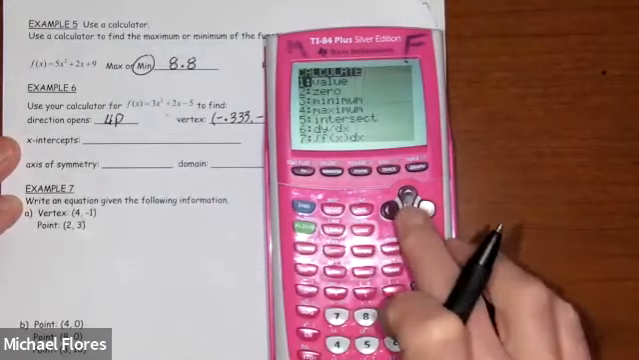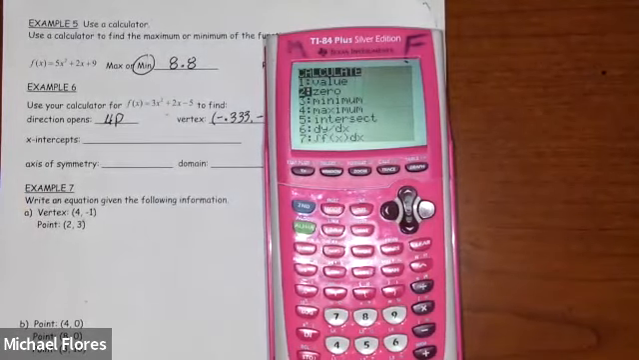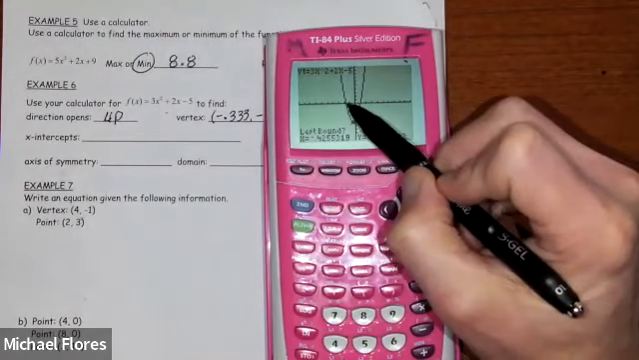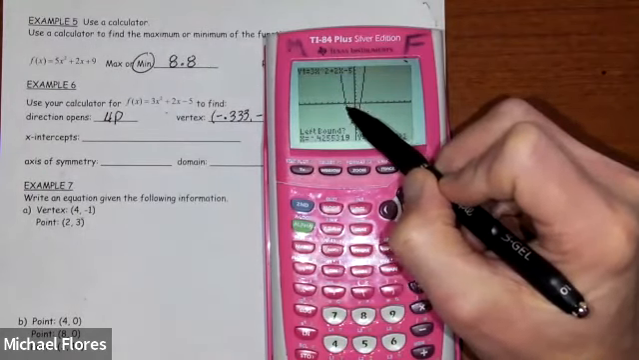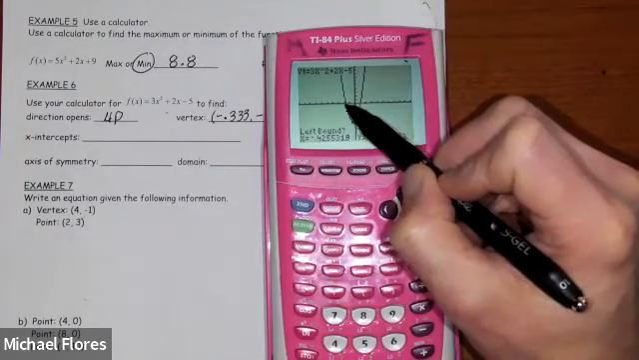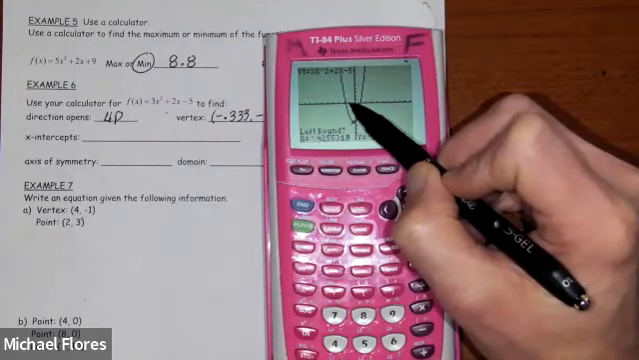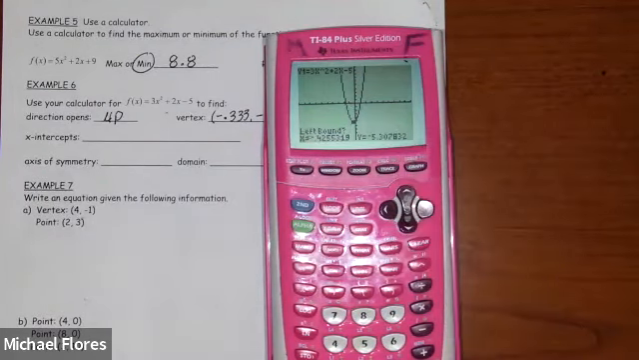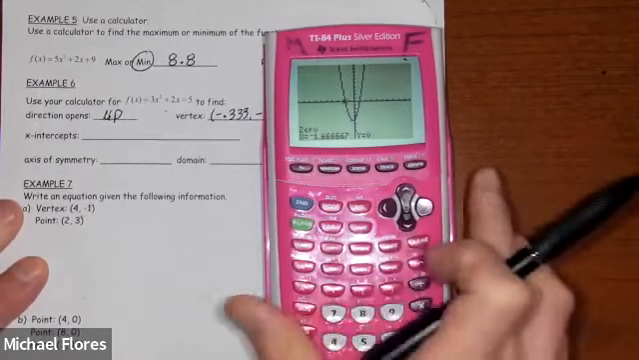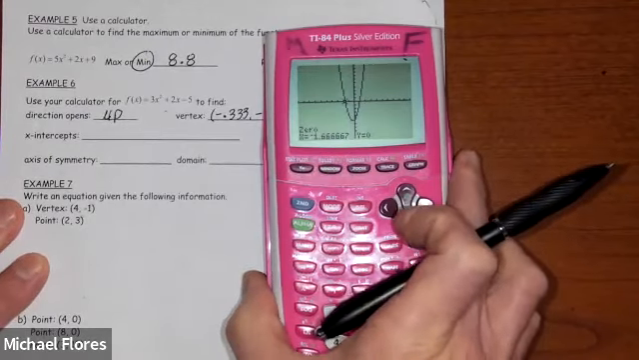Second, trace. Let's now find the zeros. This one here, it looks like it's at -2, but it's not quite. We can tell that it's not quite touching -2, but this graph falls in between the x-intercepts of -2 and -1. So let's use those numbers. -2, enter, -1, enter, enter. We have an x-intercept at -1.667.